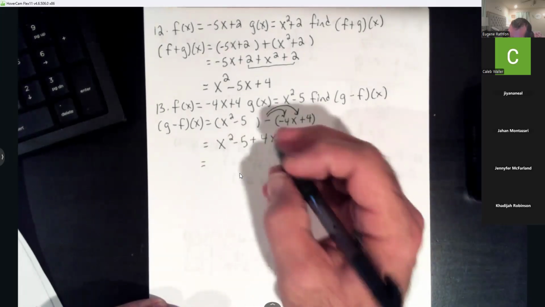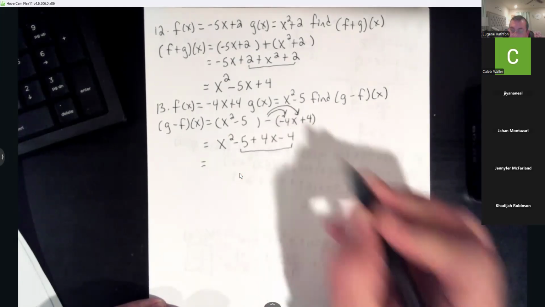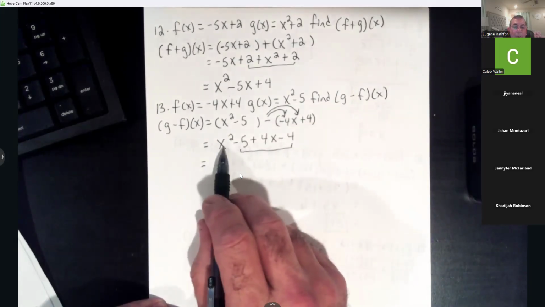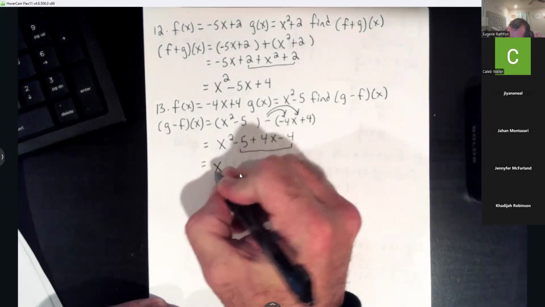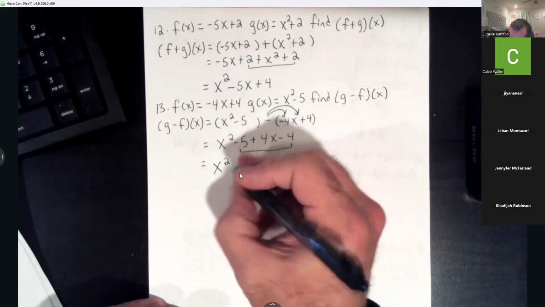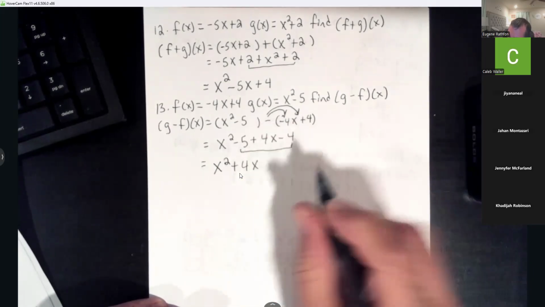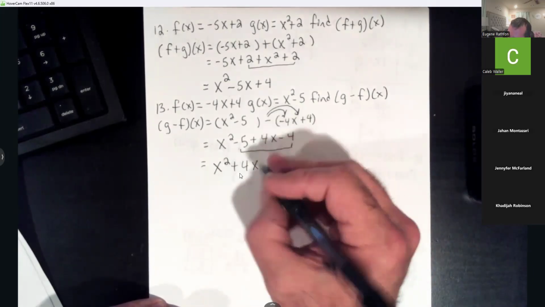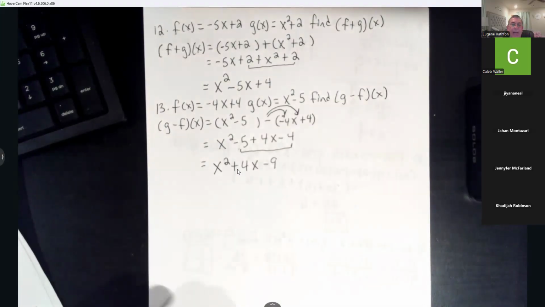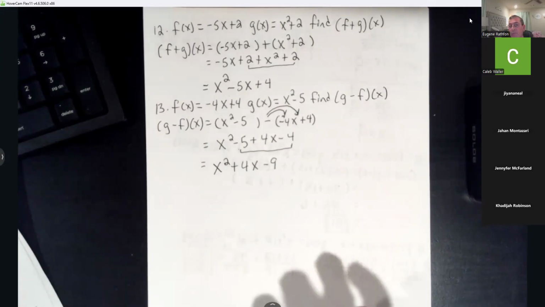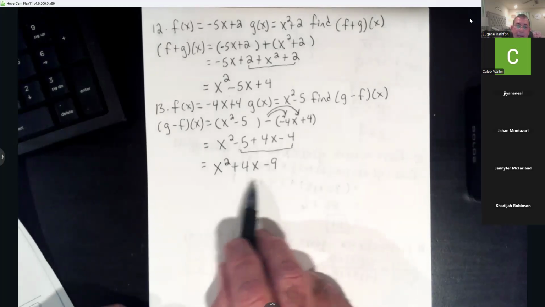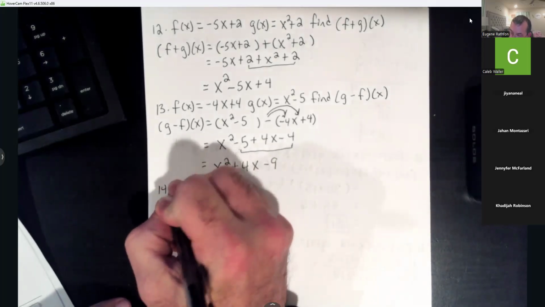All right, so I'm going to put it in order, and the only like terms I got are my numbers again. So y'all, I'm going to bring down the x squared, bring down the positive 4x, and then negative 5 minus 4 gives me a negative 9. So 10 and 11, they gave you numbers, so you ended up with a single number. 12 and 13, they didn't give you numbers, so you still had all your variables left when you were done, okay?